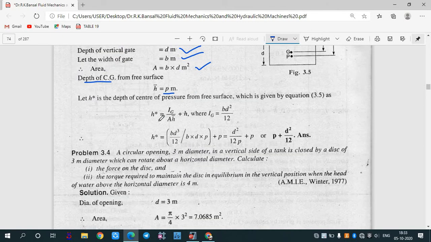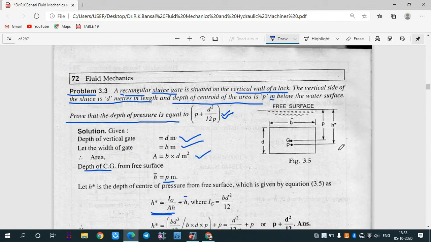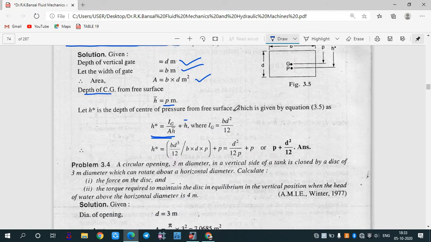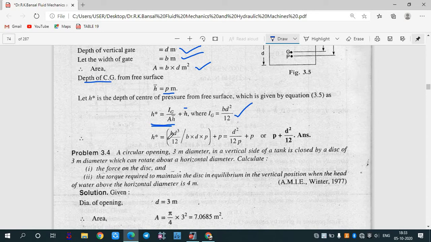So we need to use the formula of center of pressure. The center of pressure formula is Ig divided by A h bar, plus h bar. Here, because this is a rectangular shape, the Ig will be B D cube by 12. So we put B D cube by 12 in place of Ig. After that, area is B into D, and h bar is equal to P. Again it is plus P.